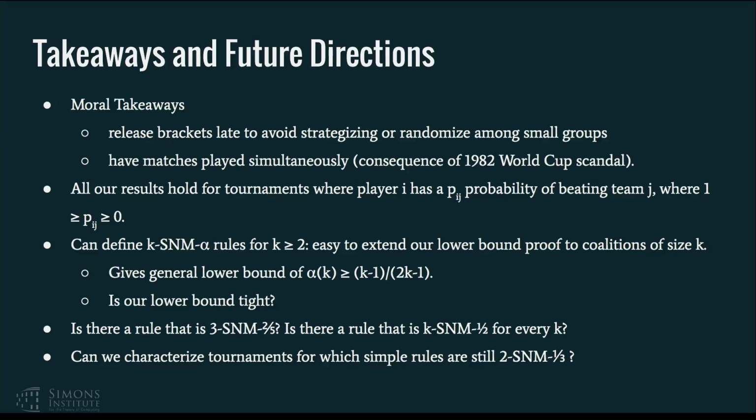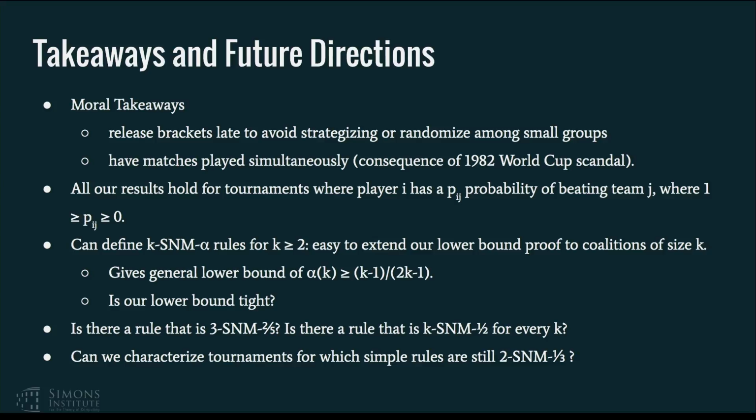Also, this is interesting further work, maybe open problems to think about. We can define the same problem for larger collusions, which we call KSNM alpha rules. It's the same definition, except that now we allow for up to K teams to try to gain alpha mass from arranging the matches in whichever way they want. And a very simple example, similar to the one that I gave before, gives a lower bound of k-1 over 2k-1. But we don't know if this is tight. We cannot think of any simple tournament rule or even any tournament rule that achieves this. And we conjecture that this is the right bound, but we're not sure.